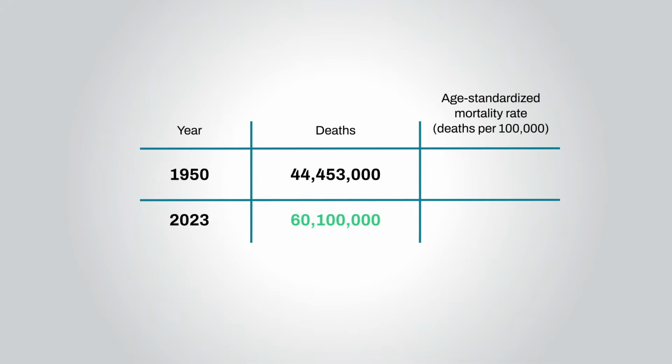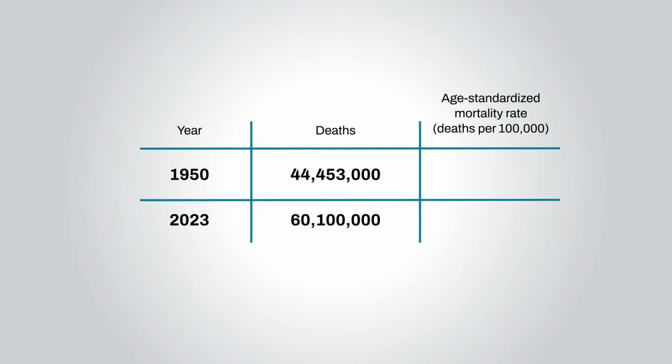We estimate that there were 60 million deaths globally in 2023, an increase of 35% since 1950. This increase is primarily driven by considerable global population growth and aging. The age distribution of deaths has shifted dramatically. In both 1950 and 1990, the largest number of deaths occurred among children under 1 year. By 2023, that has shifted to the 80 to 84 age group.